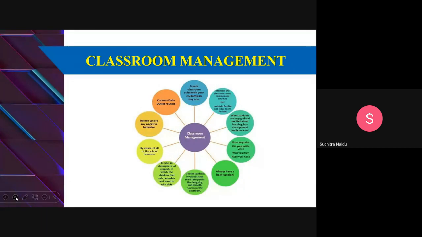Then get the students involved, have them take part in designing. So here you can keep group discussions, or you can keep some elocution, or flipped classroom methodology, wherein you give the handout to the student one day before, the student prepares everything at home, and here he comes and delivers the content.